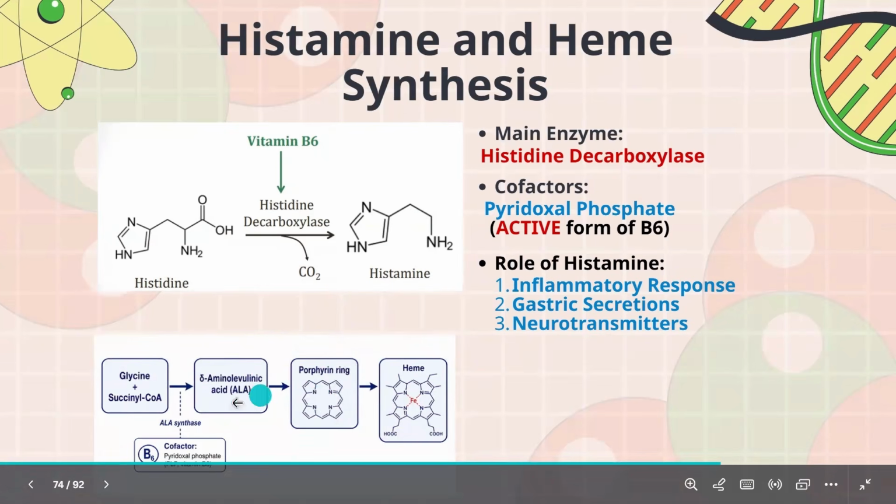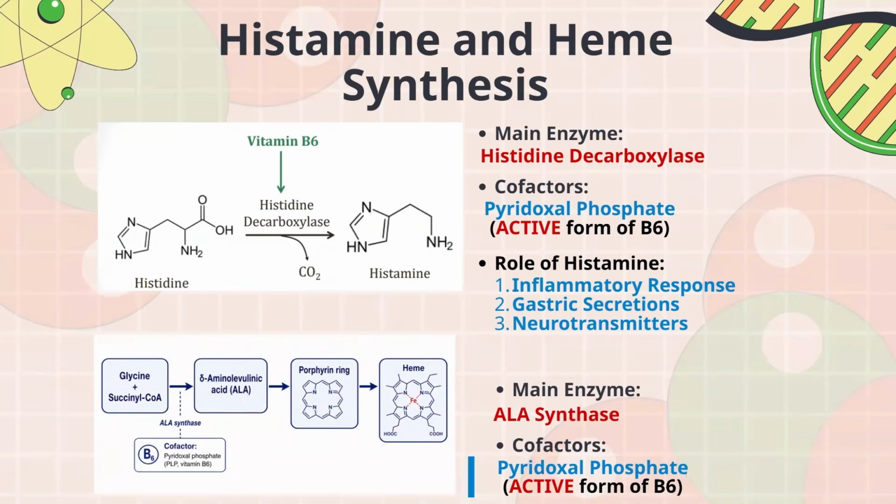And then it's going to eventually stack up and form rings to eventually form our heme molecule, after the addition of iron, as you guys can see, right? And yeah, the main enzyme is ALA synthase. The cofactor is pyridoxal phosphate, which is the active form of B6.